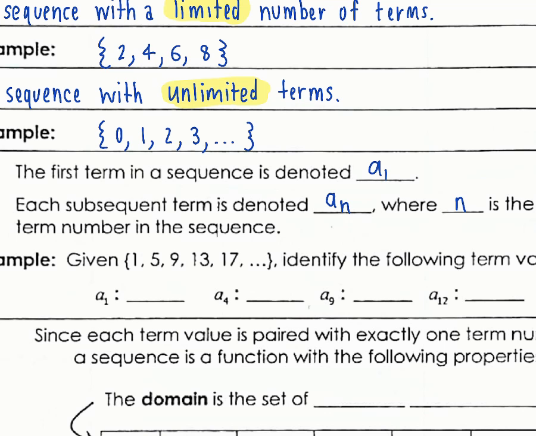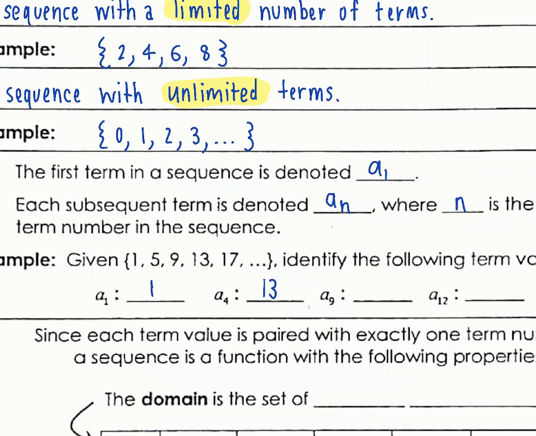Okay, so let's answer some questions. The first question is, well, what's a sub 1? What is my first term's value? 1, right? 1 is my first term's value. So what about a sub 4? What is my fourth term's value? 13, right? How about a sub 9?